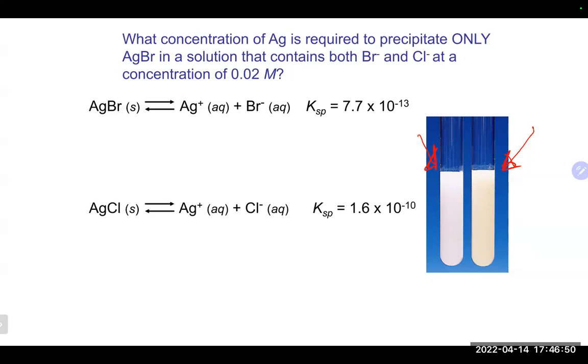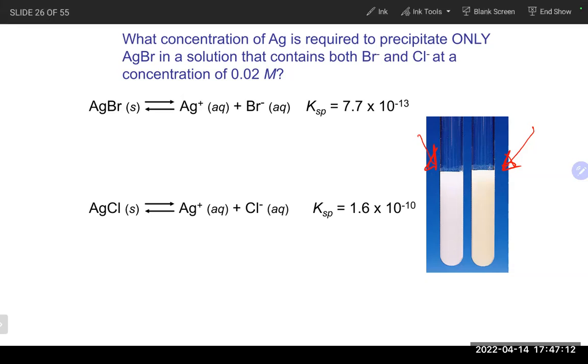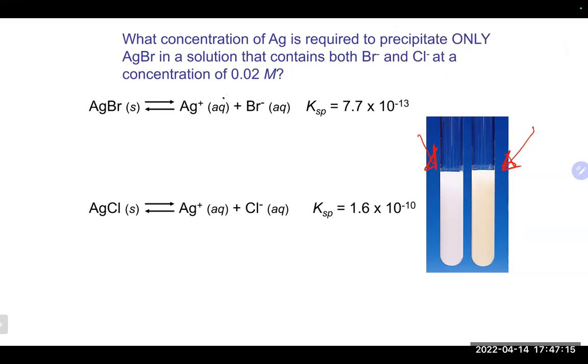So we can use Ksp and the idea of selective precipitation to figure out how much silver we would need to add to, in this case, precipitate out the bromide and leave the chloride still floating in the solution. So let's take a look at how we could do that. We could take the Ksp values that we see here, and we could write our Ksp expression for the top one, which would be the silver concentration times the bromide concentration, and that equals 7.7 times 10 to the minus 13.